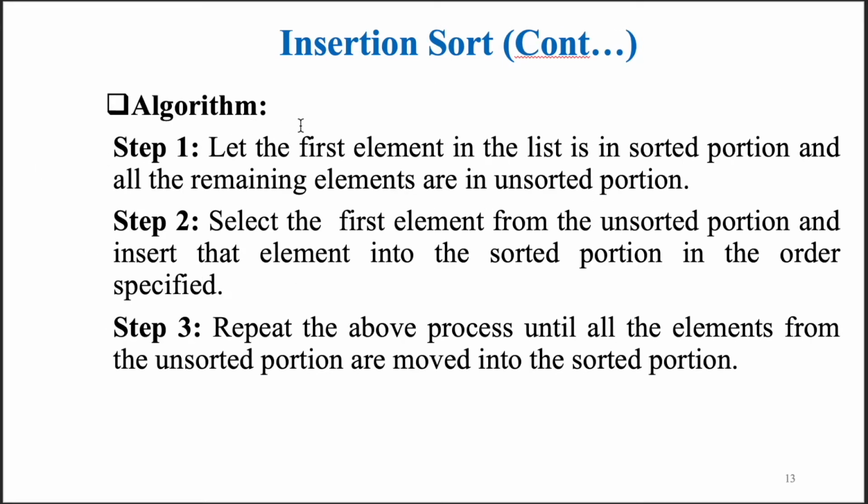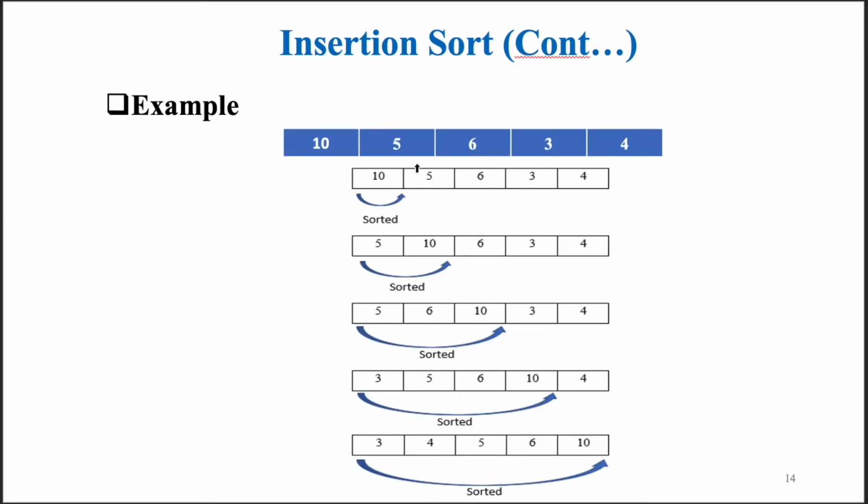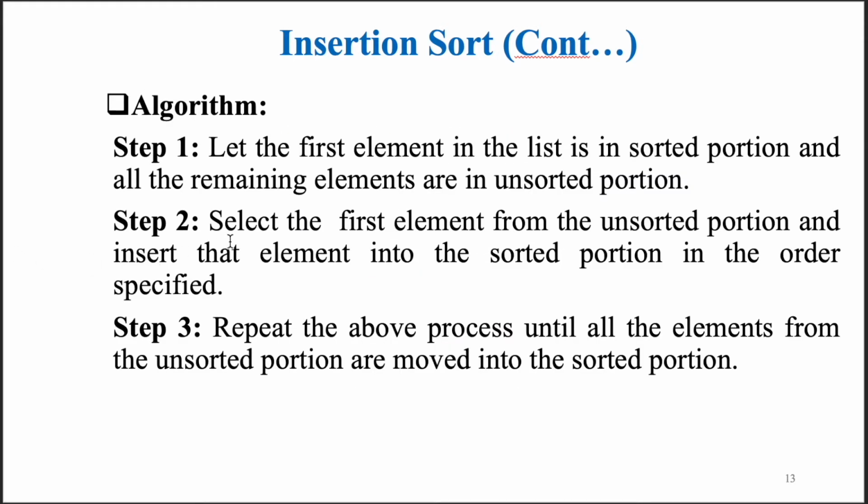The steps required in the insertion sort are: let the first element in the list be in sorted position and all the remaining elements be in unsorted position. Now we take this example, an unsorted list containing 5 elements. Now we have to take the first element as a sorted list. Now we are taking 10 as sorted.